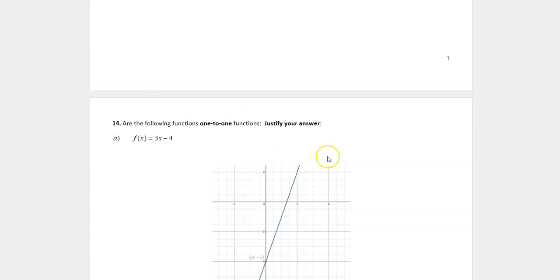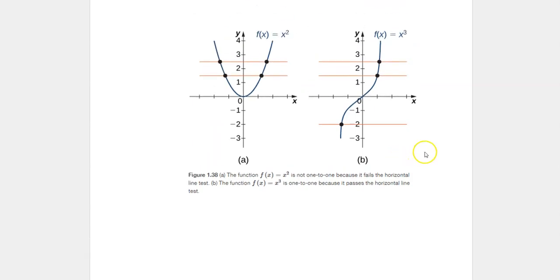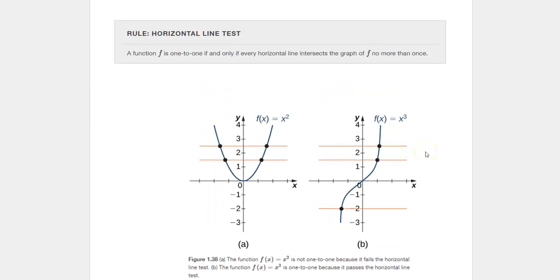Hi class, let's take a look at question 14. Now, question 14 is asking if the functions are one-to-one and then to provide a justification. Now, for the one-to-one functions, we have to remember the horizontal line test. And what you're looking at here is a test that is actually performed on functions.